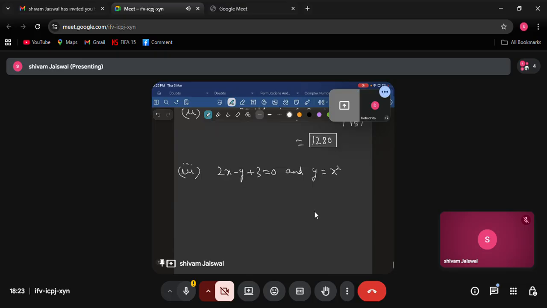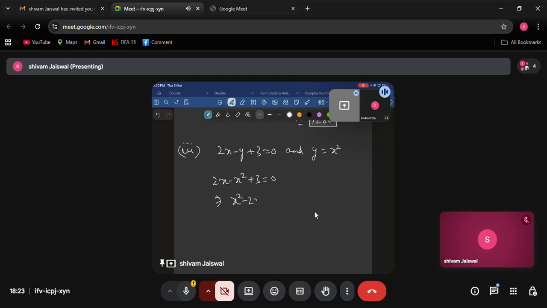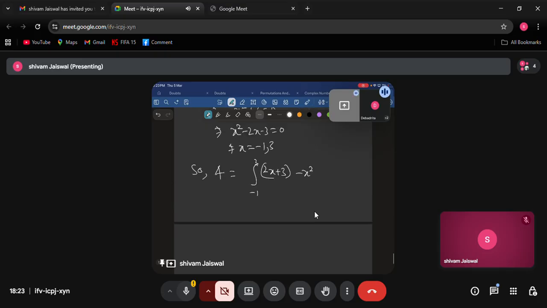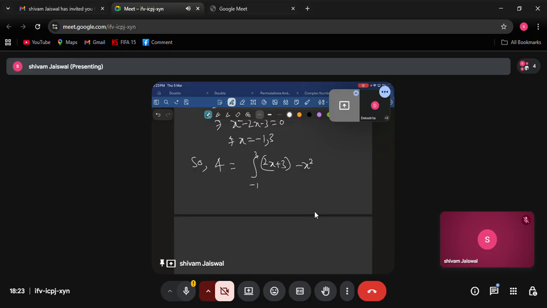You substitute y equal to x square over here. You are getting 2x minus x square plus 3 equal to 0. This implies x square minus 2x minus 3 equal to 0. x equal to, I guess, minus 1 and 3. Just check. Okay. So the area is the integral from minus 1 to 3 of the upper curve, that is 2x plus 3 minus x square. Calculate, you will get the answer. It's not that tough. Once you solve the first part, you will be able to solve the second and the third part.